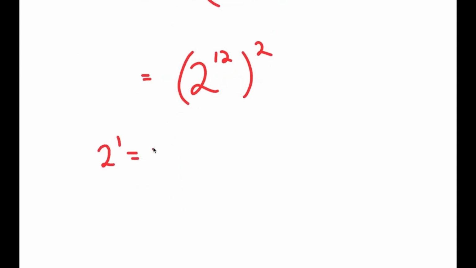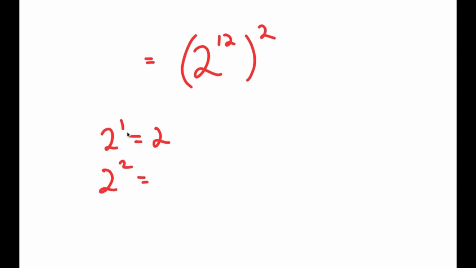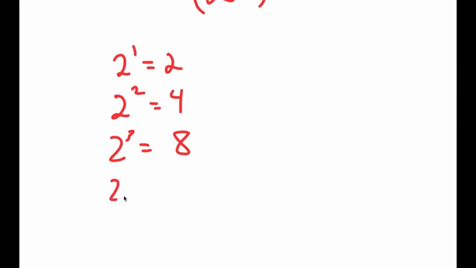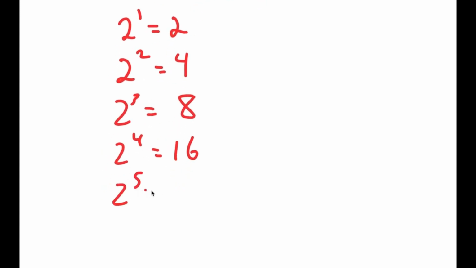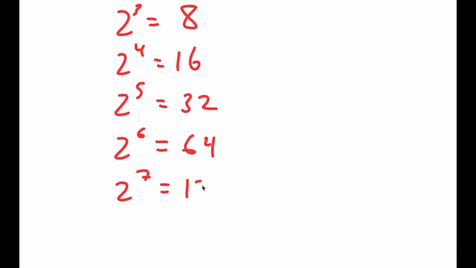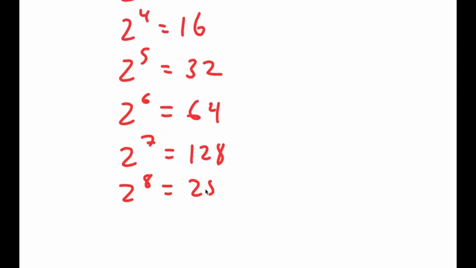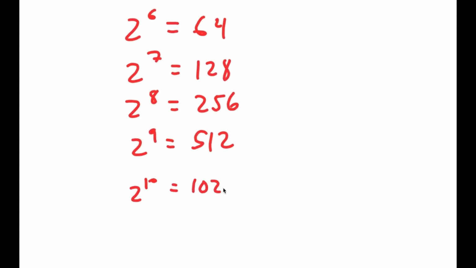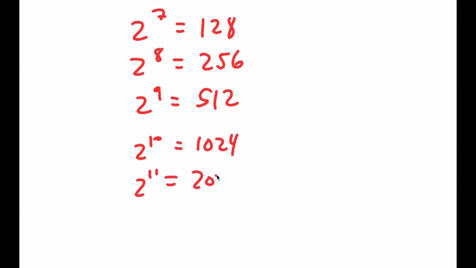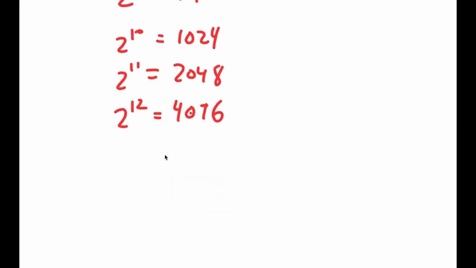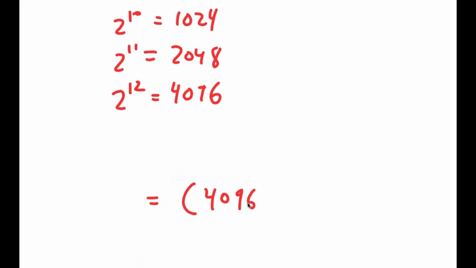And 2 to the power of 12, well, 2 to the power of 1 is equal to 2. 2 to the power of 2 is double of 2 to the power of 1, so 4. And 2 to the power of 3 is double of 2 to the power of 2, which is 8. So this pattern goes on, and I keep on doubling this until I reach 2 to the power of 12, which is equal to 4096. So this is my value for 2 to the power of 12. So now I get 4096 squared.